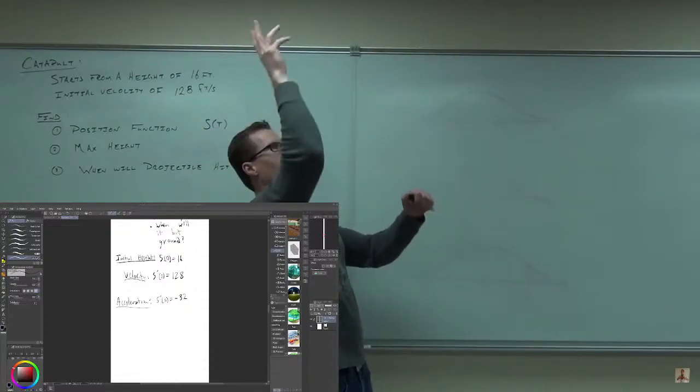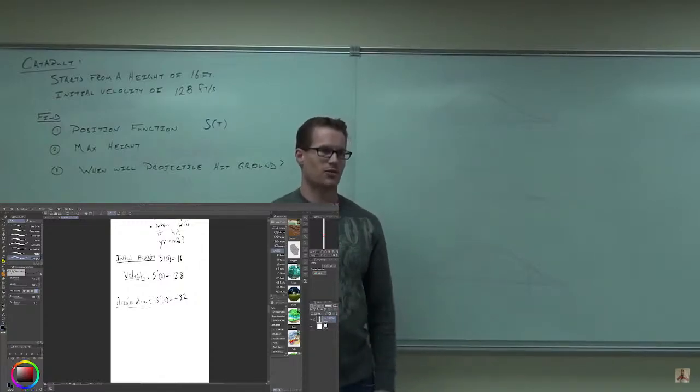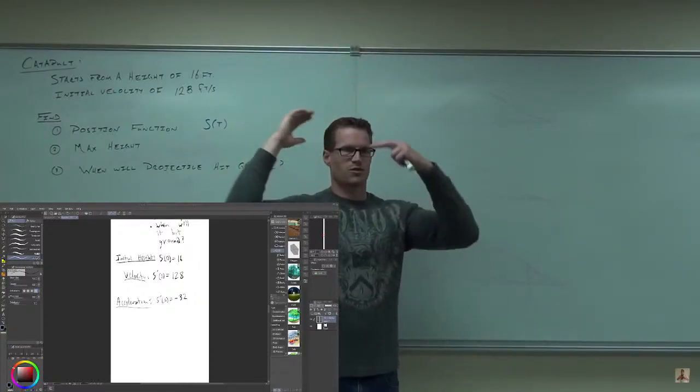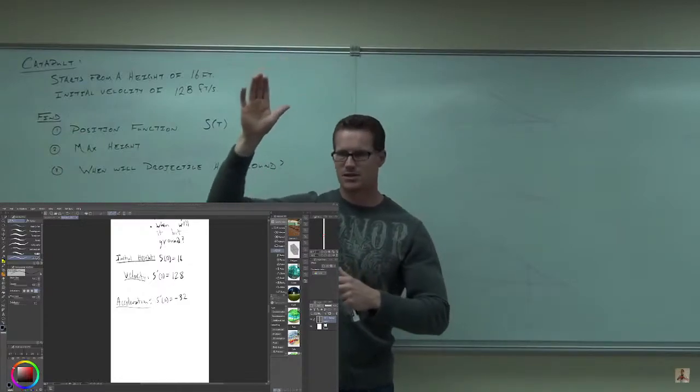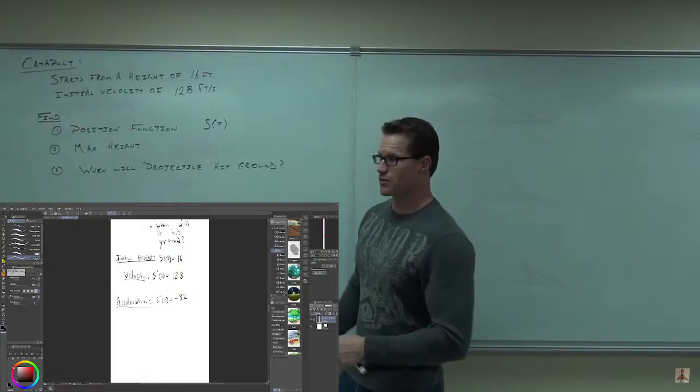If a pitcher throws a ball, the ball doesn't start from zero, right? He's not going to go, oh, that'd be the worst pitcher ever. He's going to throw it from up here, right? It starts from like 8 feet and then goes up. It's not going to start from the ground. Same thing with our catapult. So the position at 0 is 16 feet.